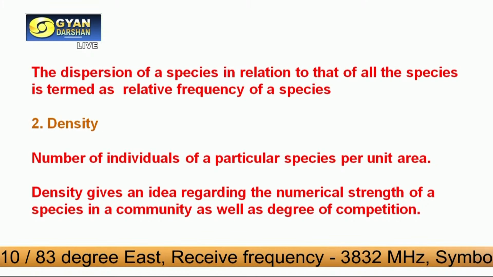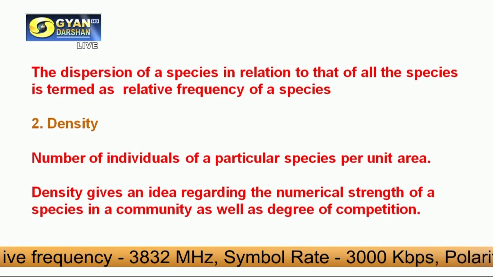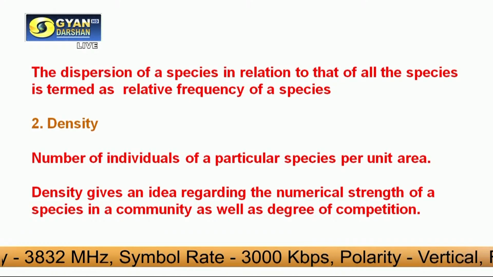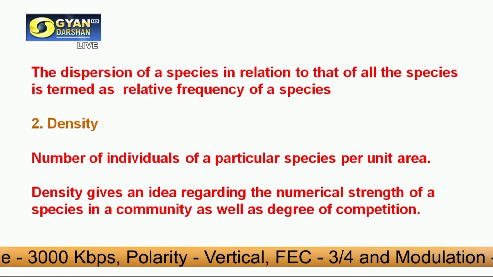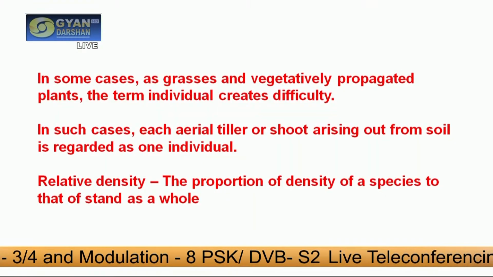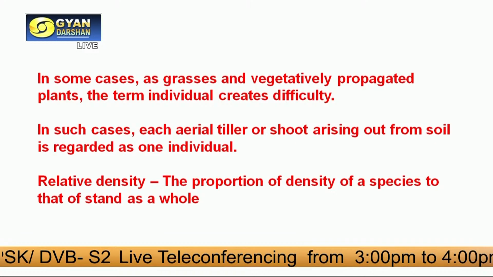Next comes density. What is density? Whenever we talk about density, that means per unit area. We are calculating the number of individuals of a particular species per unit area. So density gives an idea regarding the numerical strength of a species in a community as well as the degree of competition. In some cases, such as grasses and vegetatively propagated plants, the term individual creates difficulty.